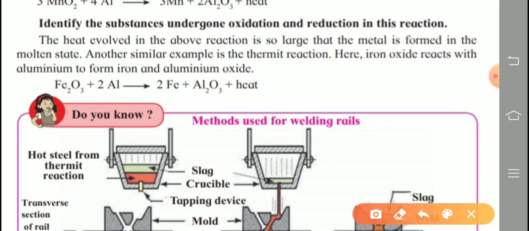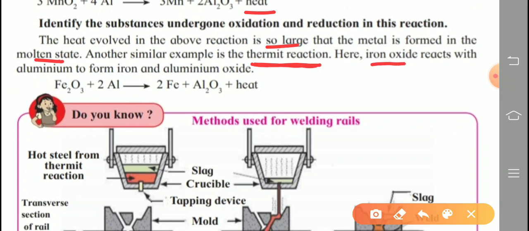Next, the heat evolved in the above reaction is so large that the metal is formed in the molten state, that is in liquid state. So another similar example is the thermite reaction. So what is the thermite reaction? And explain with one example. Write its uses. Where is this thermite reaction used?